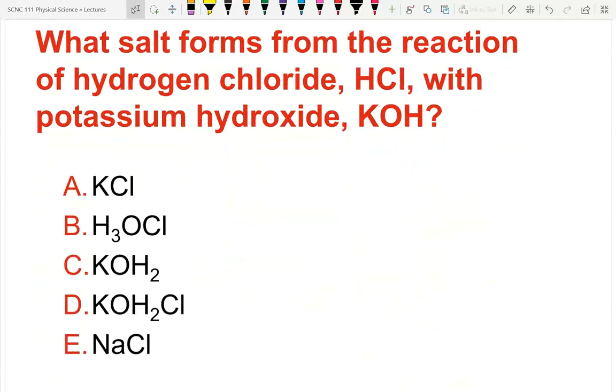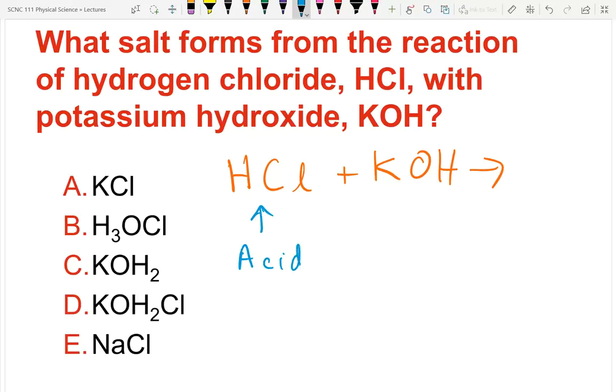What salt forms from the reaction of hydrogen chloride with potassium hydroxide? So that means that I'm going to have HCl plus KOH yields. Now in this, we've learned about HCl already. Is HCl going to be a base or an acid? It's actually the acid. That's going to be an acid, which means it does what to hydrogen? Does it accept another one, or does it give one away?